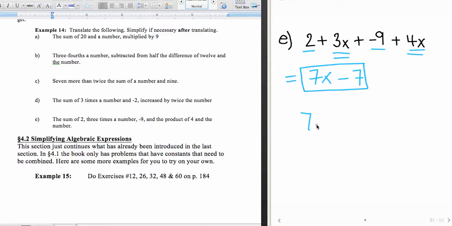But if you had written this as 7x plus a negative 7, it would also be correct as that expression as well. All right, that will wrap up our translation. We will now come back to do section 4.2 as a bunch of exercises from your book. So you probably should take a look at these exercises there. Go ahead and do those exercises, and then come back and see how they were done and check your answers.